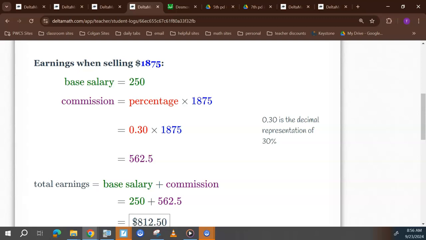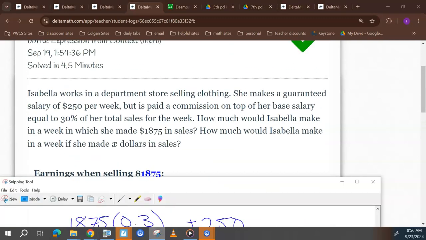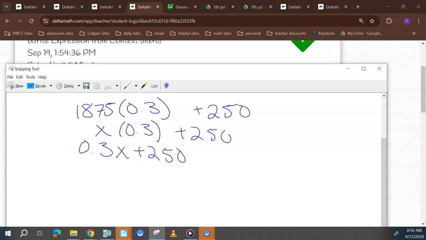Then it's asking, what would that amount be if she made X dollars? So now instead of putting in an actual amount here, that becomes X. Except I'd switch this. The second part is always asking, in general, if I were to find any amount, how could I write this as some equation or expression? And you would just take whatever number you were putting in, change that to your variable, and that would be your equation.